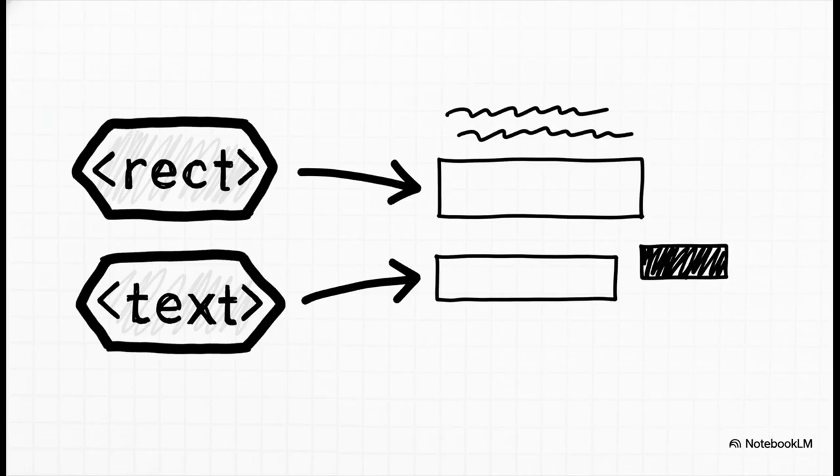And when I say it's just text, I mean it's really simple text. The entire progress bar is just made up of a couple of basic building blocks. You've got a rect tag for the bars, the rectangles, and a text tag for the labels. And that's it. That's the whole thing. A whole visual element built from just a few lines of text.